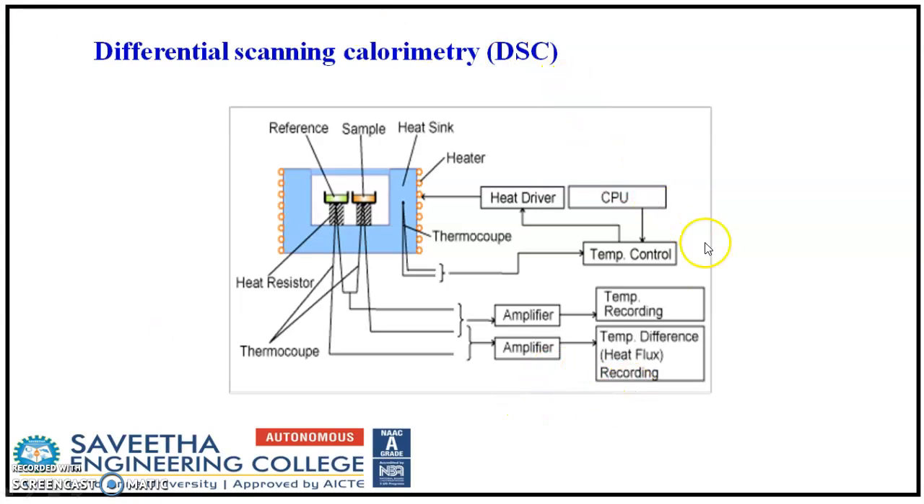And this is the flowchart for our instrument, differential scanning calorimetry. Here they've taken the reference, that is the solvent, and the sample with the same solvent, and it is kept in the heat sink. Here they are heating for maintaining the temperature. Here they have fixed the thermocouple, and all these things will be connected to the heat driver and the CPU.